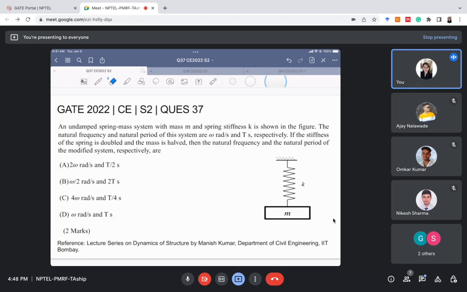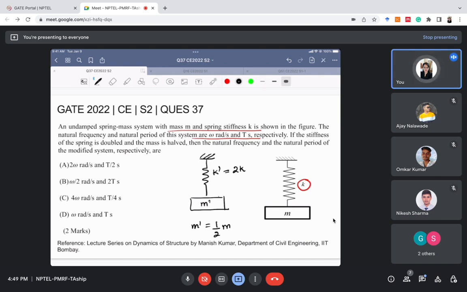The problem was: an undamped spring mass system with mass m and spring stiffness k is shown in the figure. The natural frequency and natural period of the system are omega and T respectively. If the stiffness of the spring is doubled and the mass is halved, so m dash is half of m and k dash is twice of k, this is the modified system.